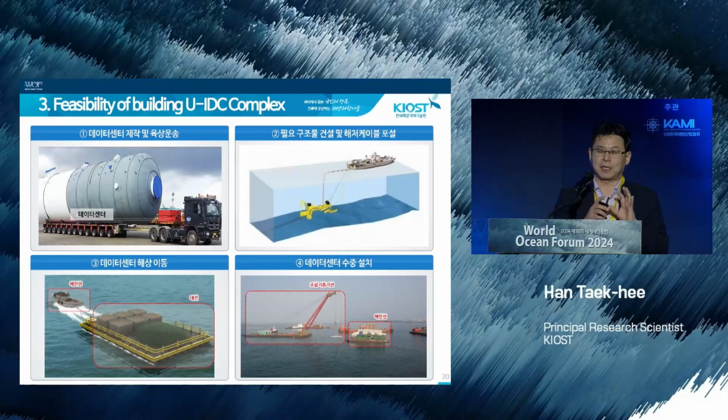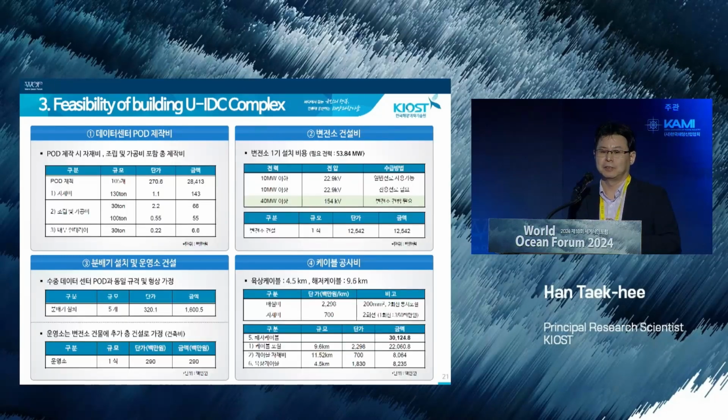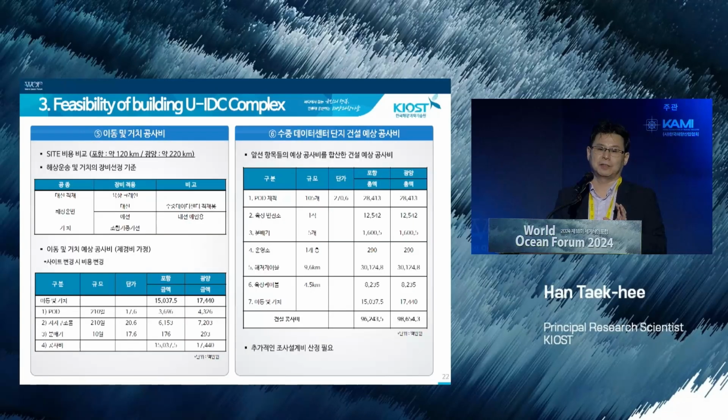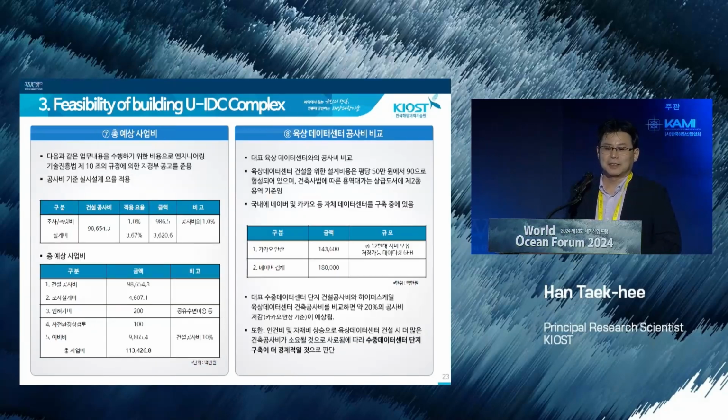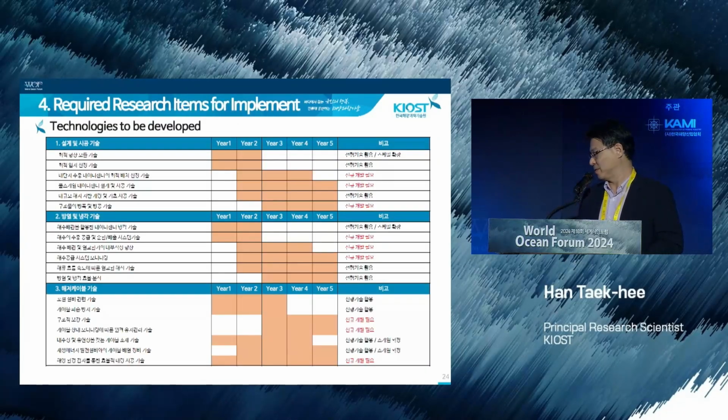And this shows the feasibility of building the complex, and how we're going to do it is to assemble all the sets on land, and then we submerge it later. And this is the construction cost. We worked with the GS construction company to do the calculation, and the result is in the left bottom. So 130 billion won will be needed, all in all.